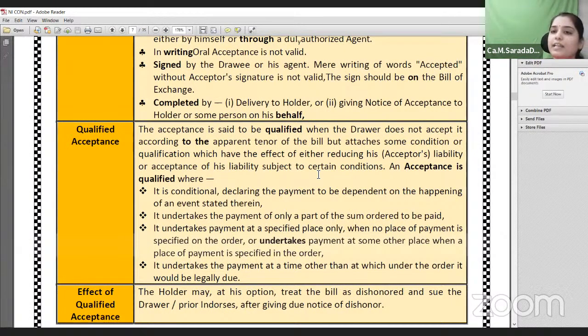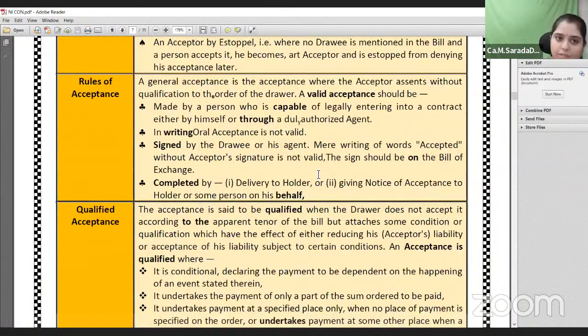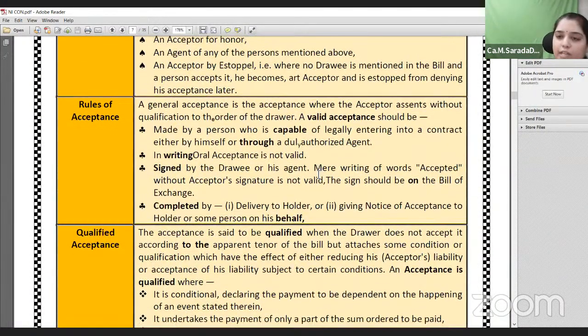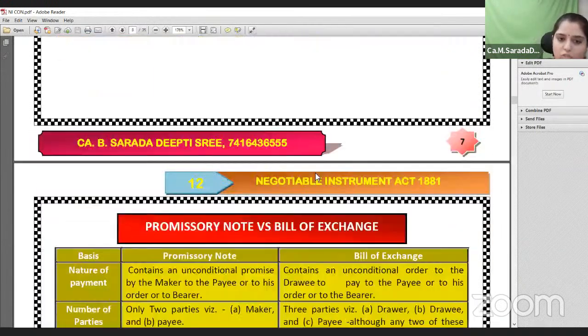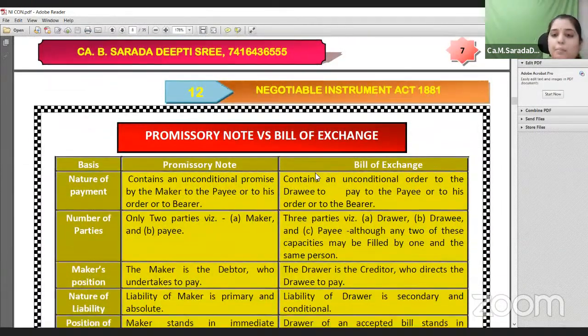So in such a case, you say, I am not going to accept your conditions. Therefore, I will dishonor the bill and give the notice of dishonor to the prior parties and make them all liable on the instrument. This is very important for the practical question. This is also called qualified acceptance. This qualified acceptance is there only in case of a bill of exchange. So this is all about acceptance. Acceptance is made by the drawee in case of a bill of exchange. So these are the important points relating to the bill of exchange.